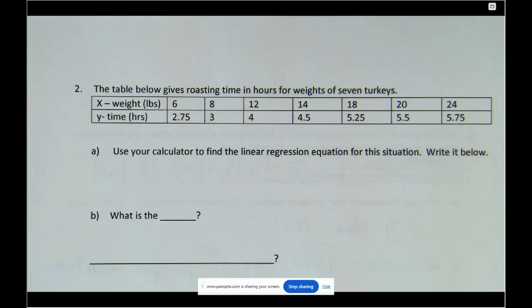So please, letter A, use your calculator to find the equation, just like we did before. Use your calculator to find the linear regression equation, please. You do not need to make the graph if you don't want to.